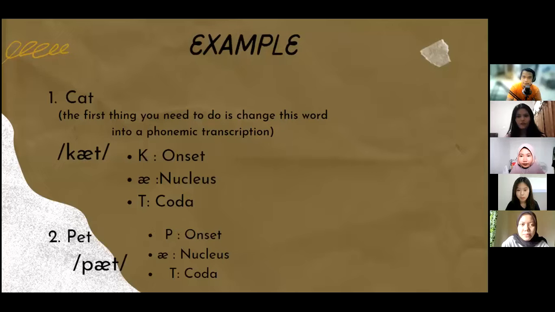For example, we have the word cat. The first thing you need to do is change this word into a phonemic transcription, which is K-AE-T. K is the onset, AE is the nucleus, and T is the coda. And then pat, P-AE-T. P is the onset, AE is the nucleus, and T is the coda.